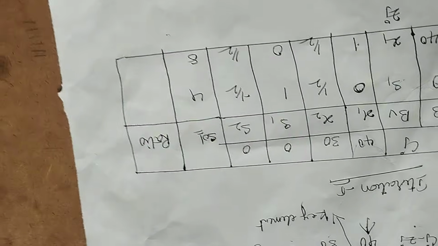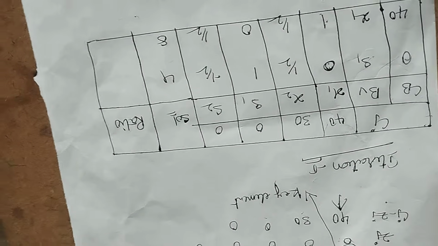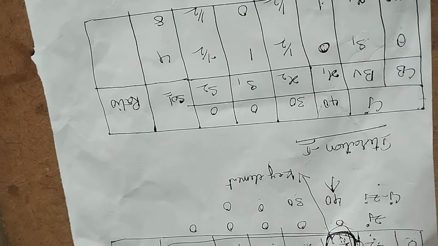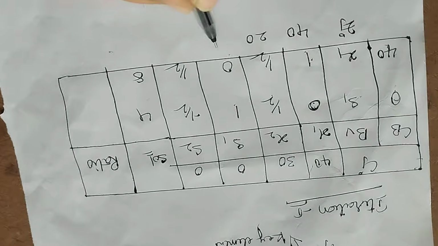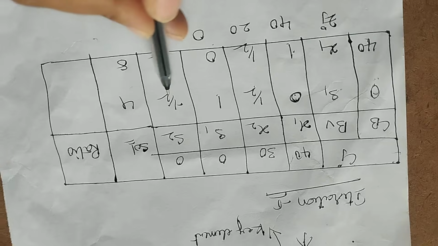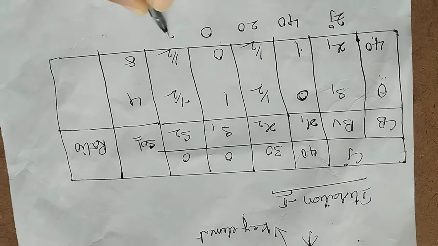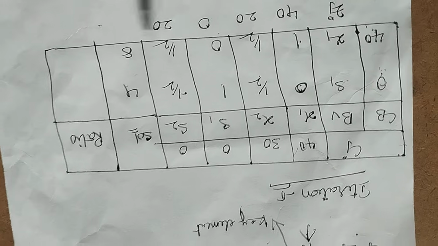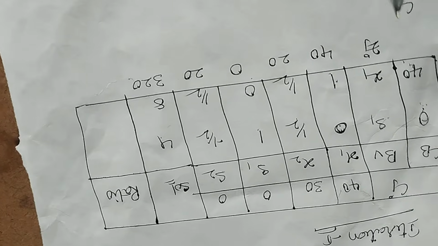Now, with the same procedure, go to the Zj values. How will you get Zj? 0 into 0 plus 40 into 1, the value is 40. 0 into 1 by 2 plus 40 into 1 by 2, that is 20. Next, 0 into 1 plus 40 into 0 is 0. 0 into 1 by 2 plus 0 into 1 by 2, 0 plus 40 into 1 by 2, that means 20. 0 into 4 is 0, 40 into 8 is 320. Now what do we need to find? Cj minus Zj.